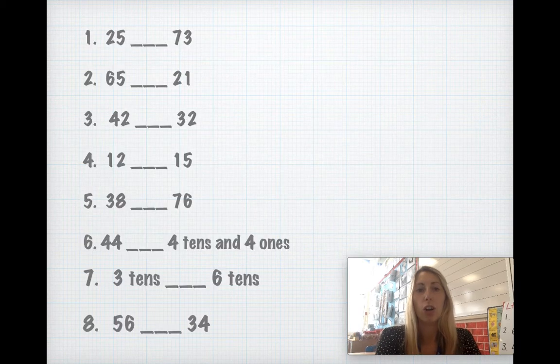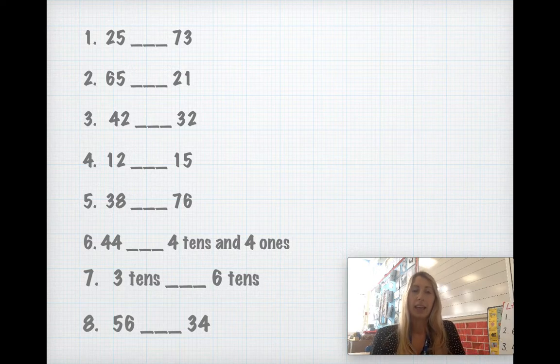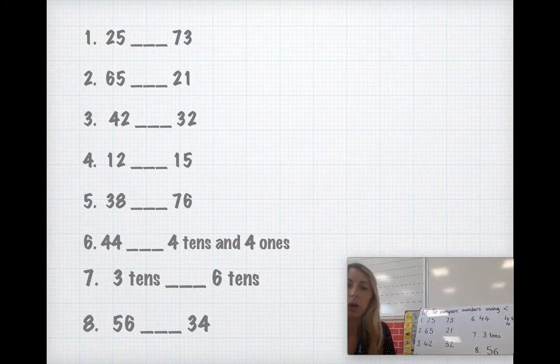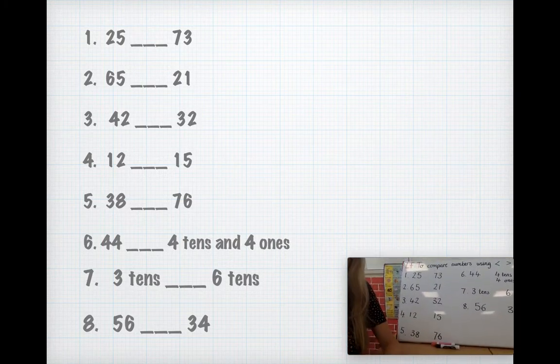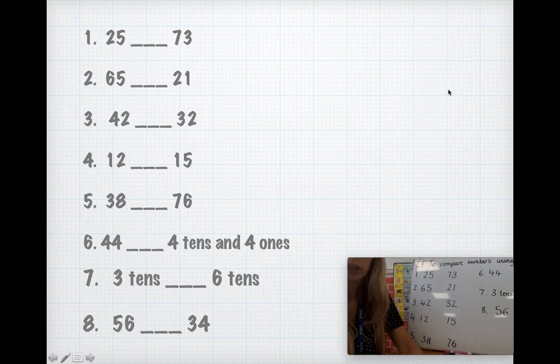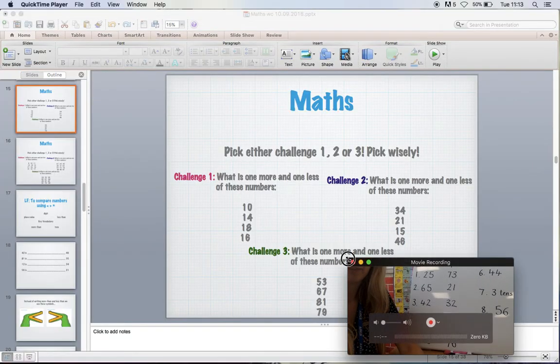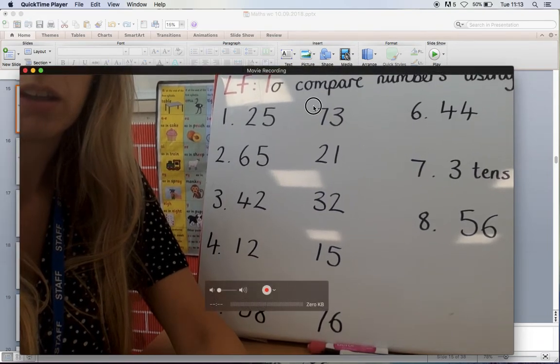So I have got some questions on the board here. Now I know you've used these symbols before, so if you want to have a go at doing these questions, you can pause the screen now, and then we'll go over the answers together and see if you've got them right. Okay, if you've had a go, let's go over them on the board. So I've written them out here, and we will compare them together.